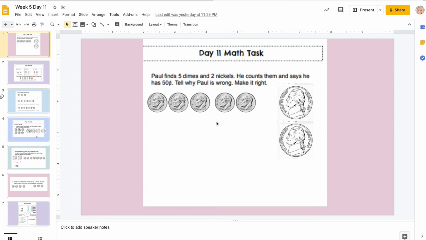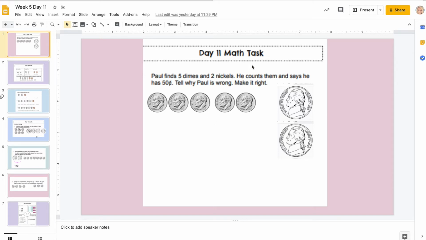Happy Tuesday. Welcome back. Today we are going to go over day 11 math. We have moved on from place value and comparing numbers, and now we're moving on to money. This should be a review for us because we did cover our money unit before we switched over to distance learning. Okay, let's go ahead and get started.